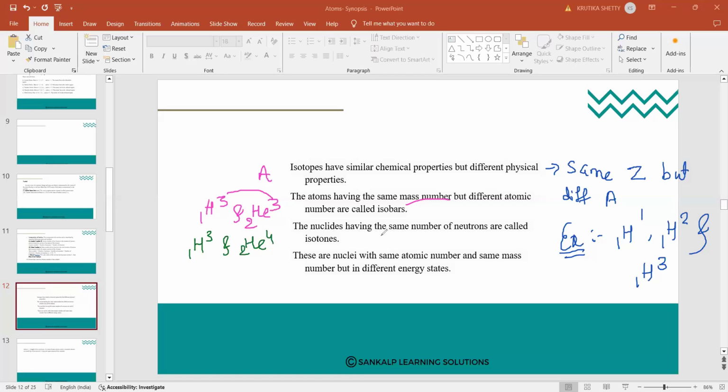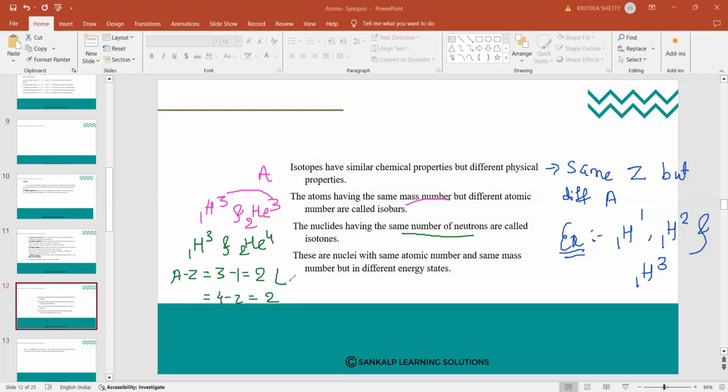What did we say in the definition for isotones? These are having the same neutrons. What is the formula to calculate neutrons? It is A minus Z. So for H, 3 minus 1 is 2. Similarly for helium, it is 4 minus 2, which is 2.